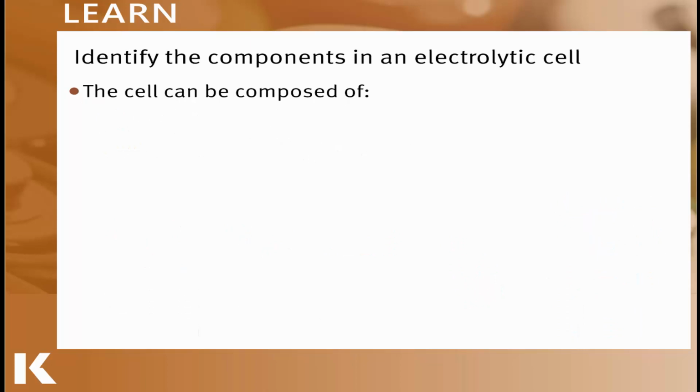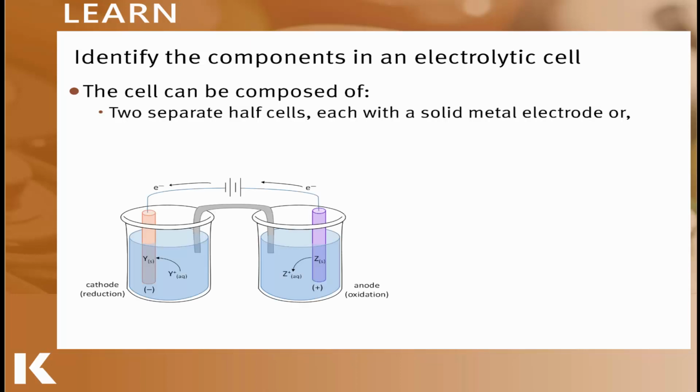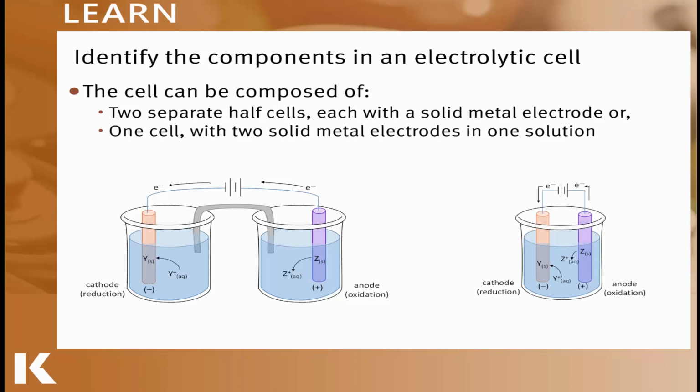In terms of what electrolytic cells can look like, there's a couple different configurations, and I'll show you two of them here. One arrangement is to have two separate half cells represented by these two separate beakers, and in each of these beakers there's a solid metal electrode. There's also here this U-shaped tube. It's a salt bridge, which is something you've probably seen in a galvanic cell, but that could exist in an electrolytic cell as well. Another arrangement is to have one half cell represented by the single beaker on the right, and here both electrodes, both solid metal electrodes, are in one solution. So it could be arranged either way for an electrolytic cell.